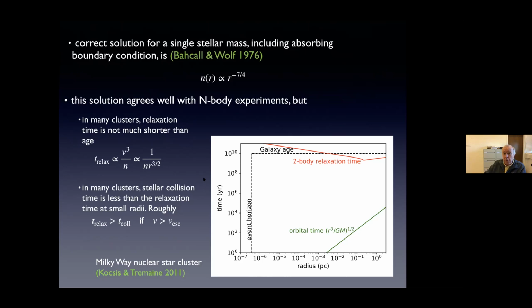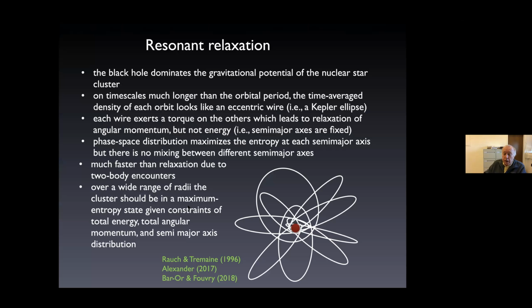And that implies that in inner parts of the nuclear star cluster, two-body relaxation is not an important effect compared to direct collisions. We now recognize, however, that there's an alternative relaxation mechanism that's faster than standard two-body relaxation, because we're in a regime where the black hole dominates the gravitational potential of the nuclear star cluster. On timescales much longer than the orbital period, you can treat the orbits by taking a time-lapse exposure of them, so their mass distribution looks like a wire or a Keplerian ellipse, and each wire exerts torques on the other wires that lead to relaxation of the angular momentum of the orbits, but not the energy.